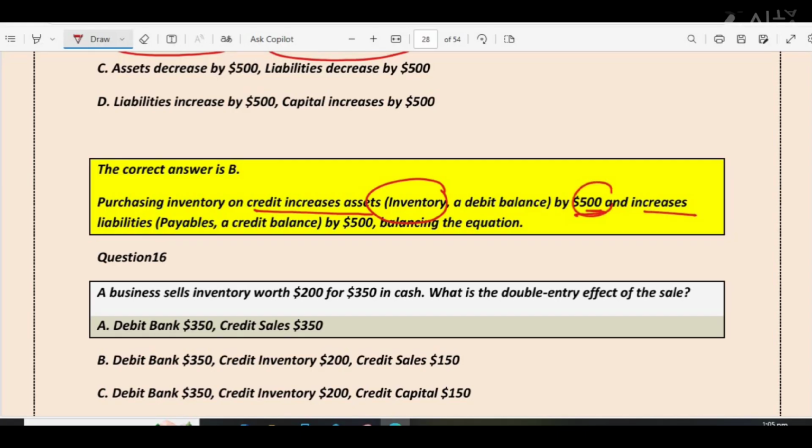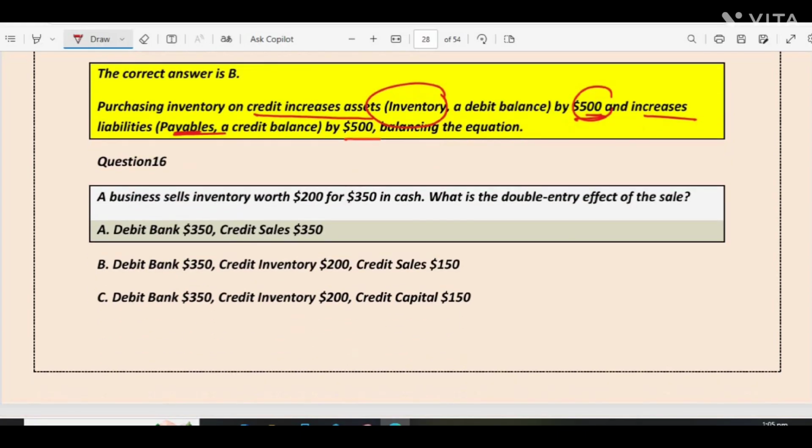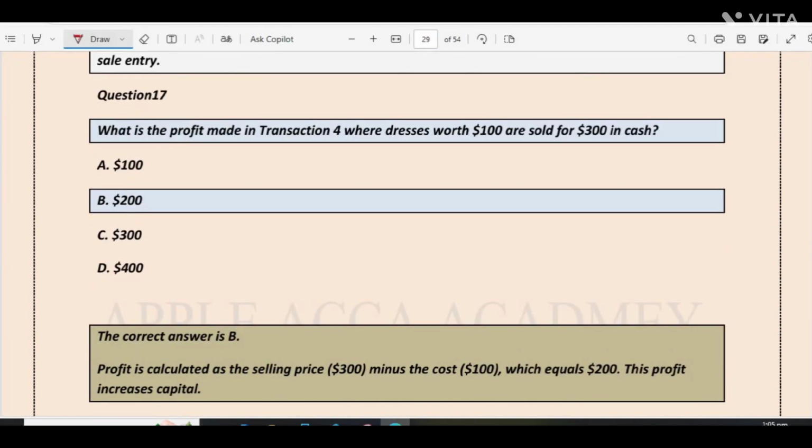Okay, now here you have another question, question number 16. A business sells inventory worth this amount for 350 in cash. What is the double entry effect of the sale? Your bank will be debited by this amount because you're getting the money, and the sale will be credited by this amount, so this will be the revenue. Okay. Now we have MCQ number 17. What is the profit made per transaction where dresses worth this amount are sold for this amount? When you are selling dresses at 300, definitely you will have 200 profit, right? When you deduct the cost from the selling price, you will get a profit.